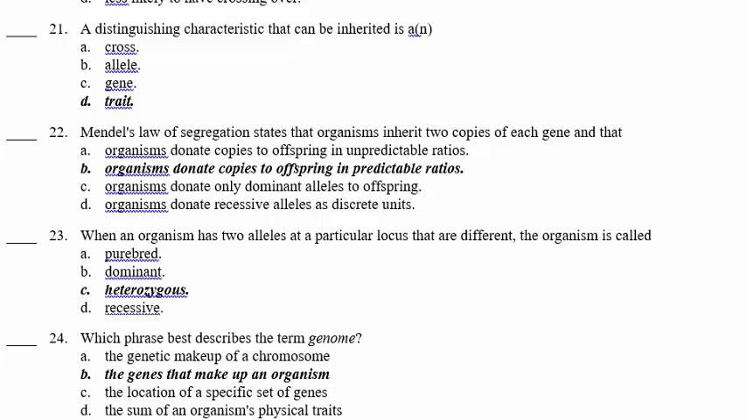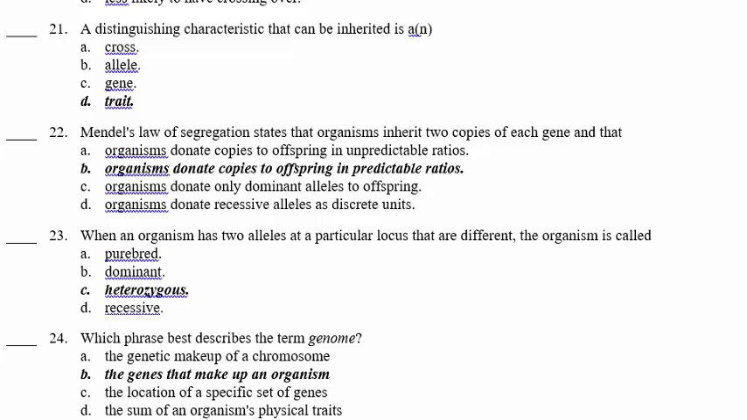22, Mendel's law of segregation states that organisms inherit 2 copies of each gene, and the organisms donate copies to the offspring in predictable ratios, which means that you get a copy from the mother and a copy from the father.